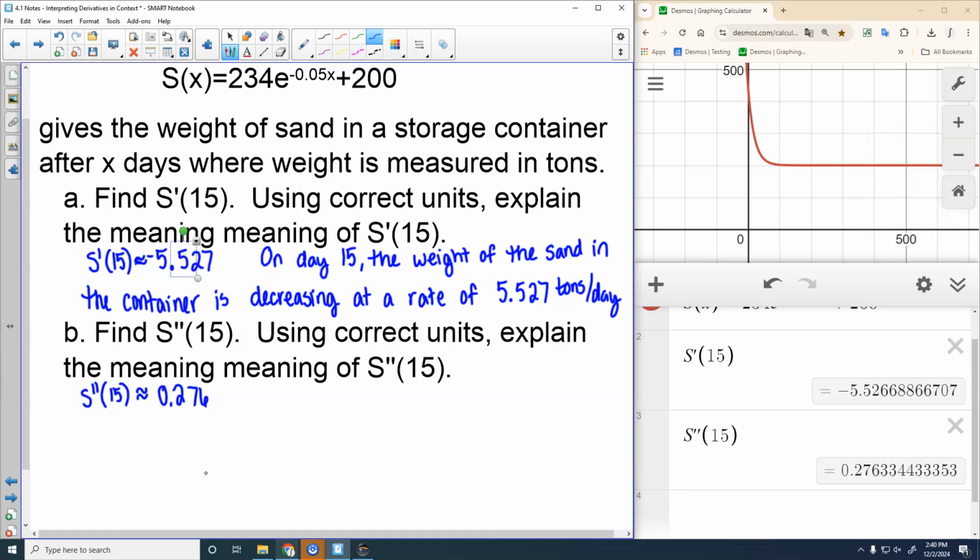All right, so what are the units for that? Let's go ahead and just do the units. That helps me think about it sometimes. Tons per day, per day.